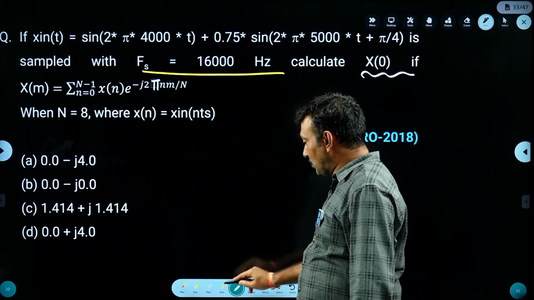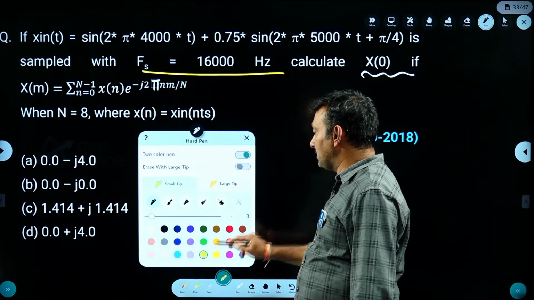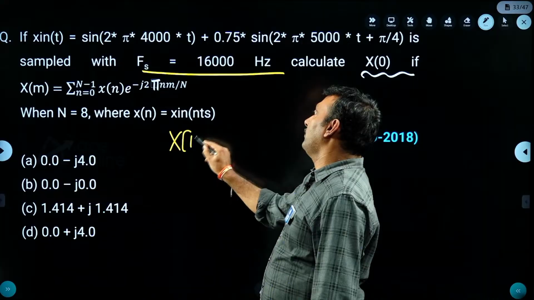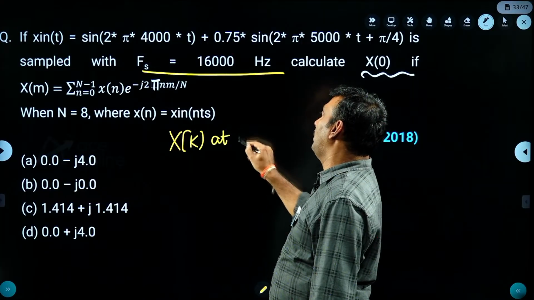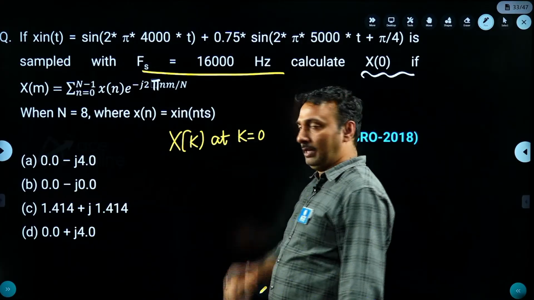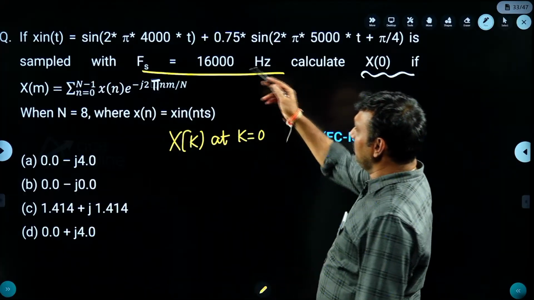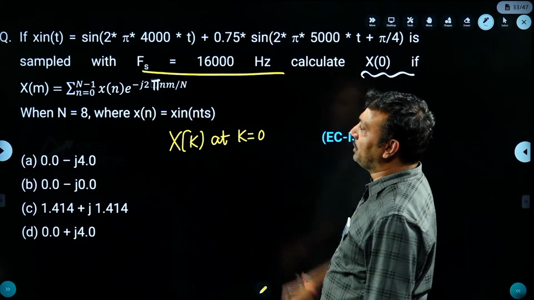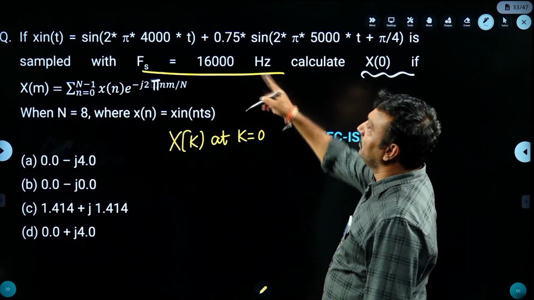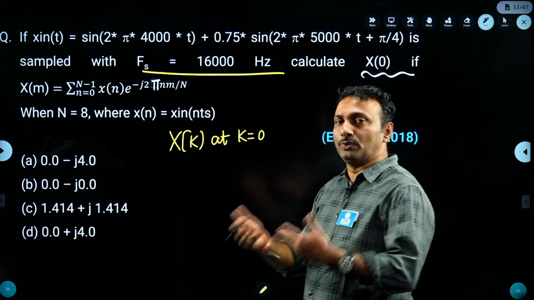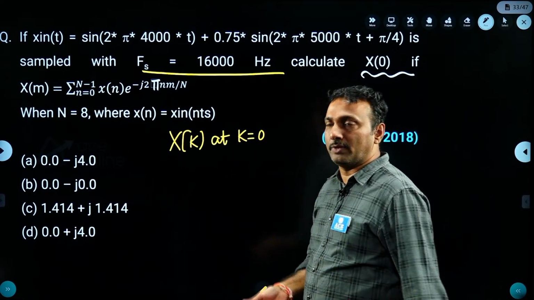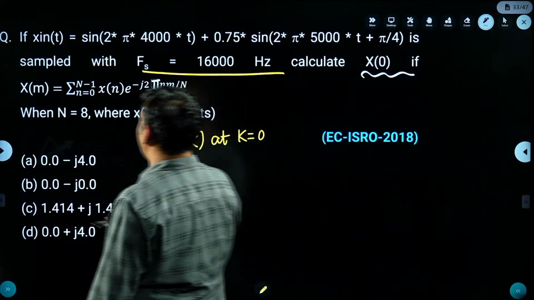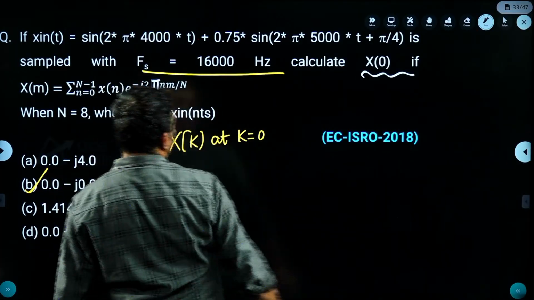Funny thing about this question is, without solving you can say the answer. Meaning of X0 is Xk at k equals to 0, DFT spectrum at k equals to 0. Because both are sine functions, they will have shifted impulses. Even if you do sampling, t replaced by nTs conversion, all that, they will have shifted impulses. So spectrum doesn't have any value at origin.